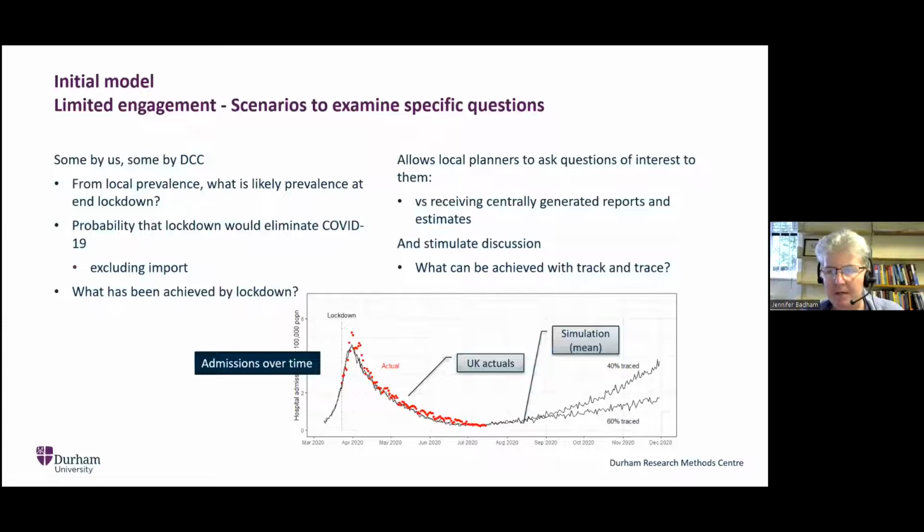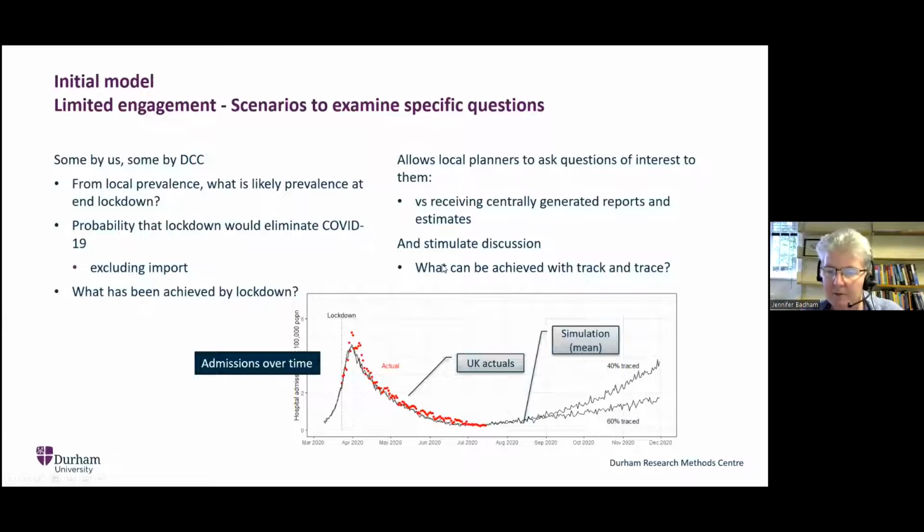Well, we've been sitting in our houses for 2 months. The epidemic's still going. What have we actually achieved? Is it going to stop or not? But we also started getting specific questions, like what can be achieved with track and trace. And at this point, we also started talking to them about the assumptions.